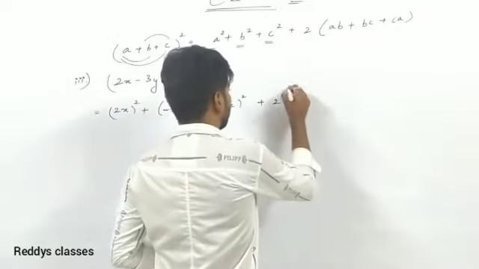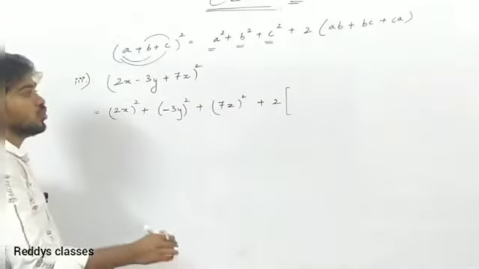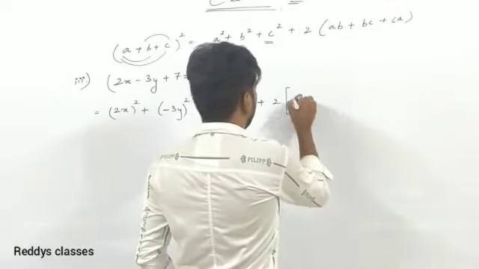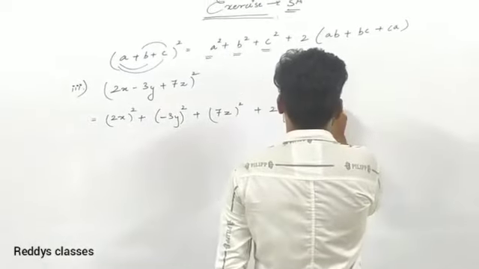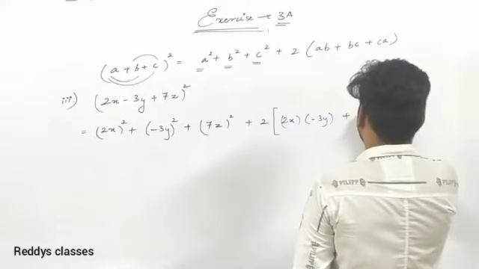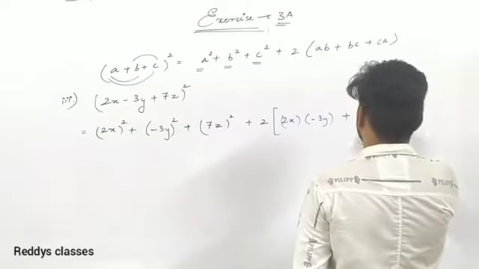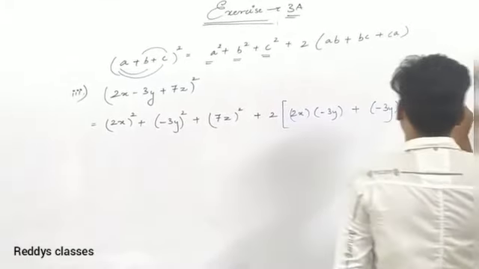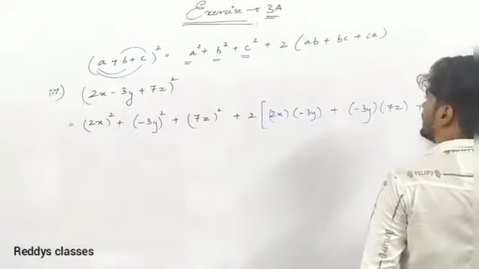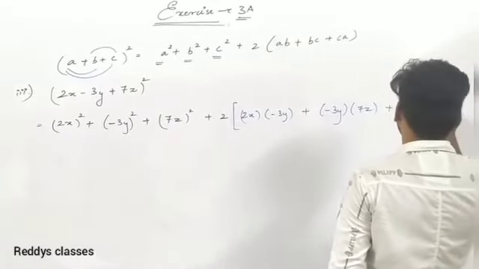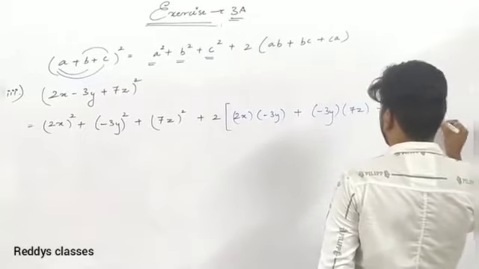What is the bracket now? I have this bracket. 2AB means 2x and minus 3y, plus BC, 3y and 7z, plus we have CA, that is 7z multiplied by 2x, bracket close.